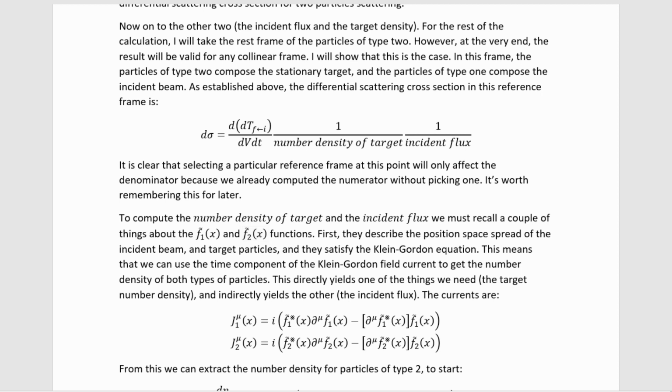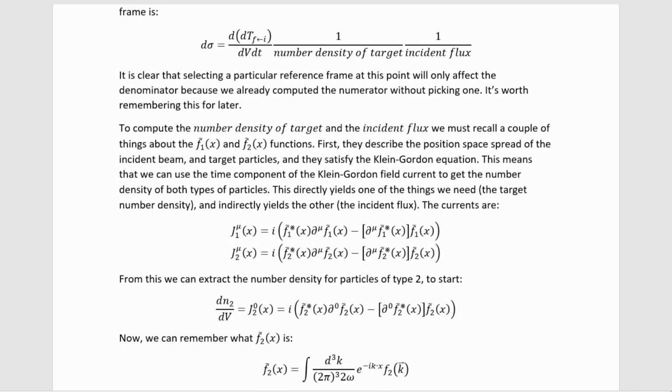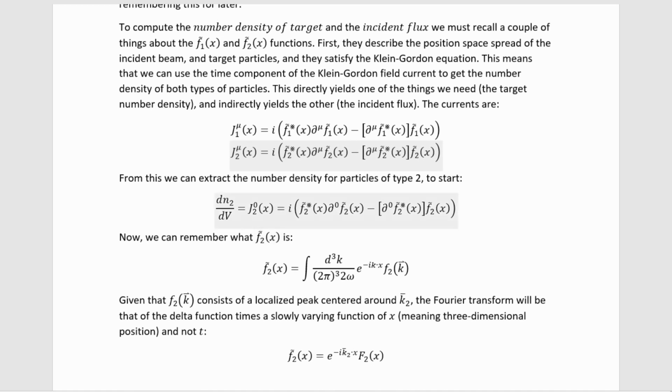First, they describe the position space spread of the incident beam particles and the target particles, and they satisfy the Klein-Gordon equation. This means that we can use the time component of the Klein-Gordon field current to get the number density of both types of particles. This directly yields one of the things we need, the target number density, and indirectly yields the other, the incident flux. So these are the currents we're dealing with, and we need the time components to get the densities.